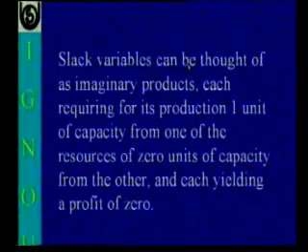A slack variable can be thought of as an imaginary product, each requiring for its production 1 unit of capacity out of resources of 0 unit capacity and yielding a profit of 0. It means the slack variable does nothing, but it is simply added to convert the inequality. A slack variable corresponds to the amount of unused capacity for the constraint to which it is added.